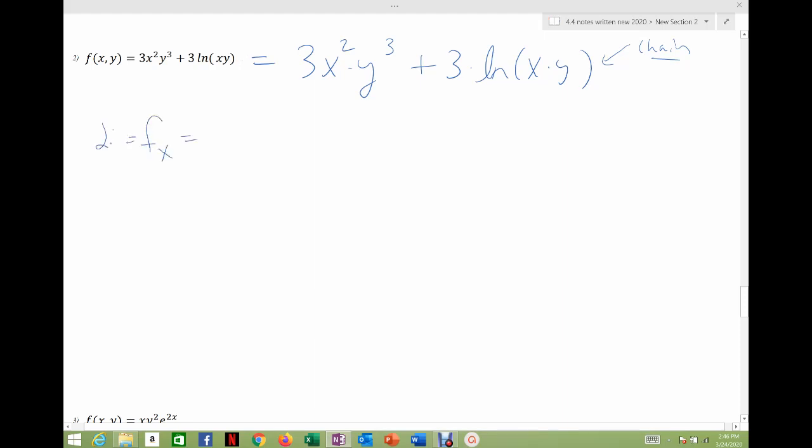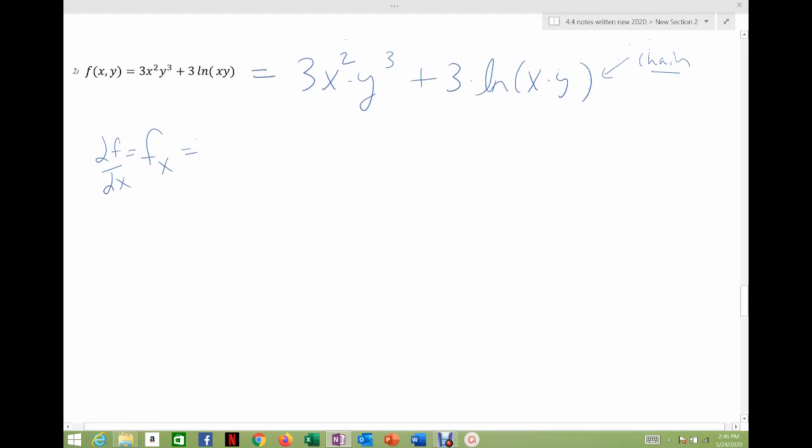Alright, so the change in my function as x changes. Well, there's only two terms, and both terms have x terms and y terms. So I'll take the derivative of both, right? I've got x terms in both of them, and y terms in both of them. So for the first one, x is changing, and so I'm going to write down my constants first.